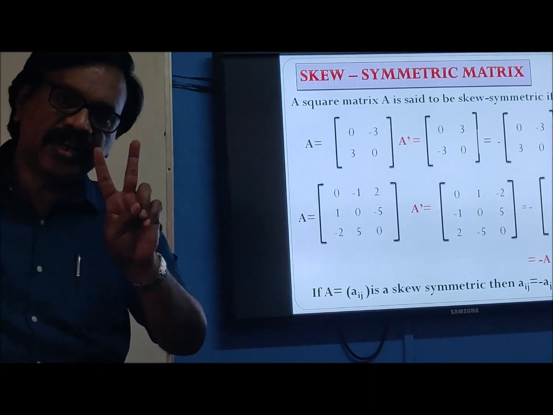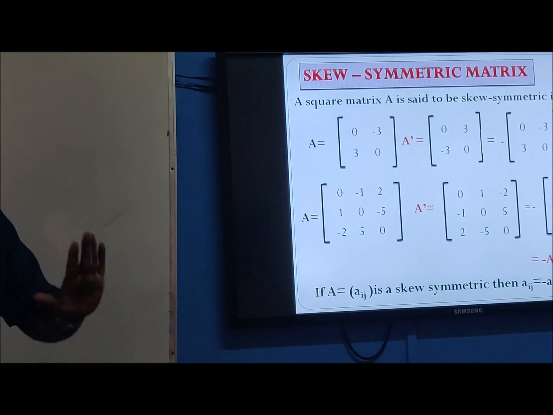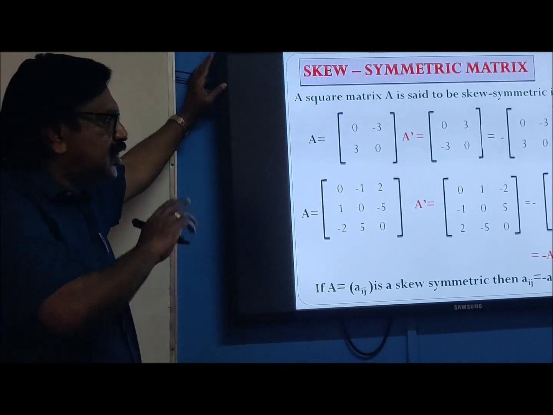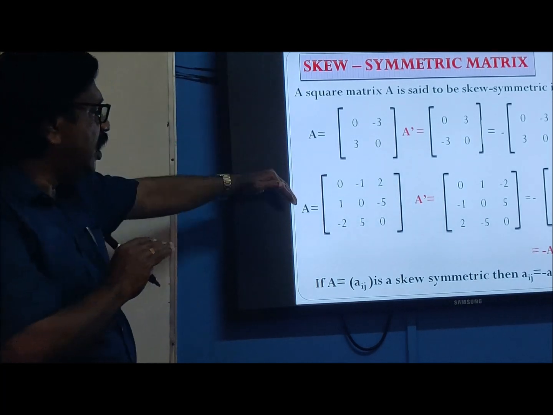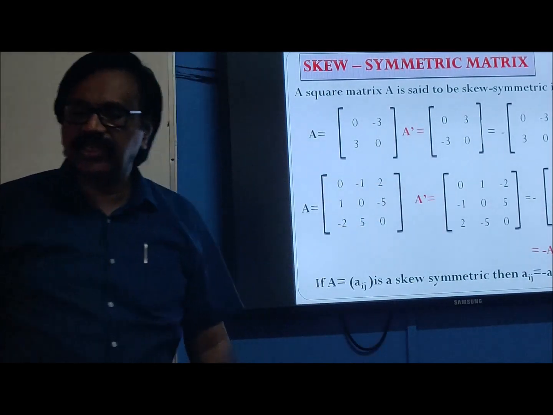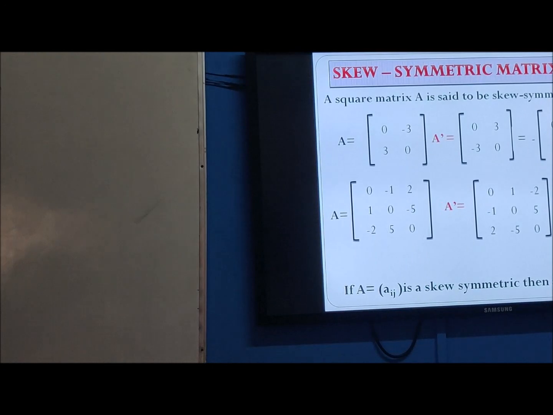Therefore, there are two types of matrix. One is symmetric. Symmetric means the transpose is the same matrix. If A transpose is A, then it is symmetric. If A transpose equals minus A, then it is skew symmetric. Then we will go for another.